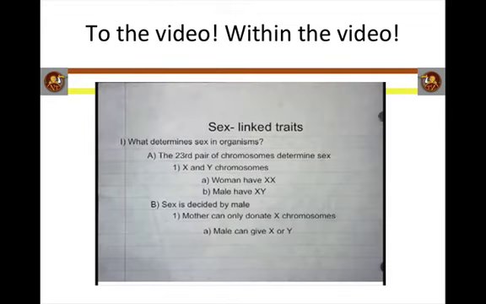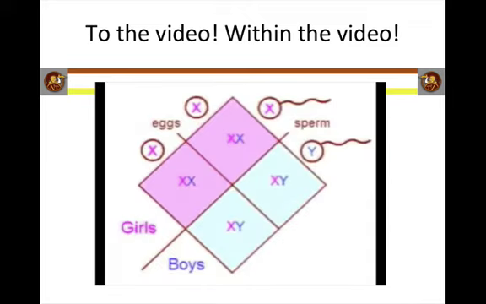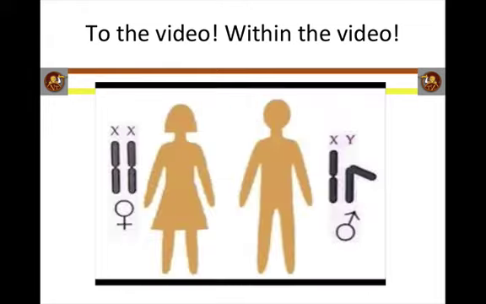Sex is determined by male. Mother can only donate X chromosomes. Male could give X or Y. If we look at this Punnett square, we notice that the female can only give the X chromosomes, whereas the male could give an X chromosome or a Y chromosome in the sperm. Because of this, sex is determined by the male, with the female gaining XX and the male gaining XY.